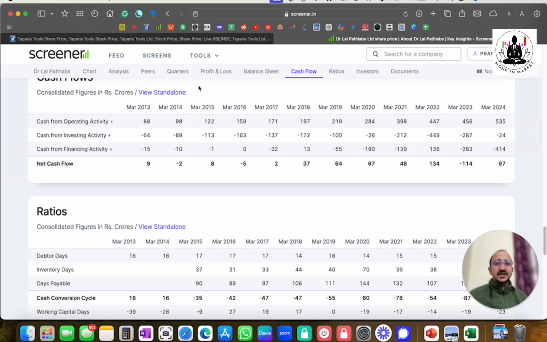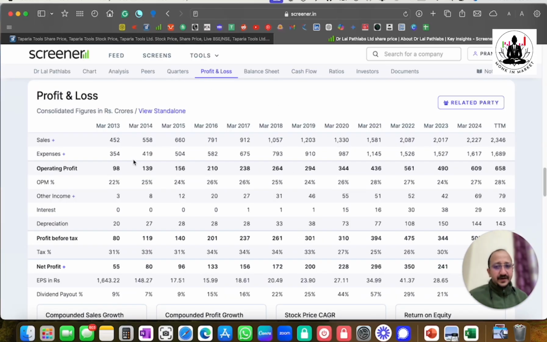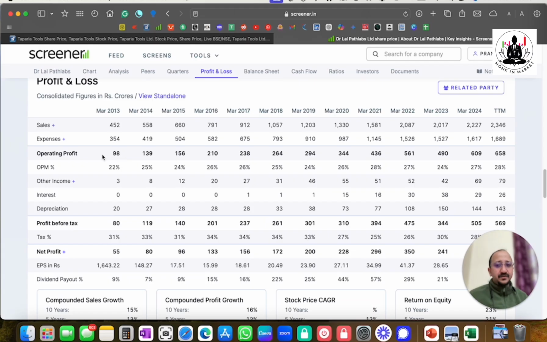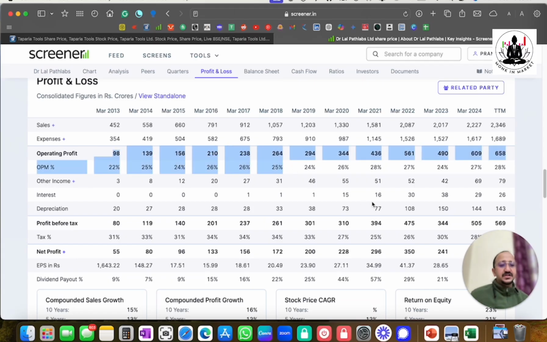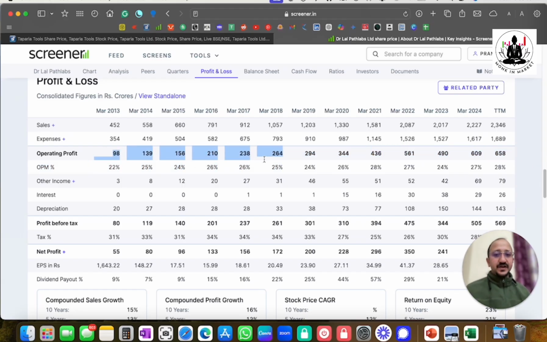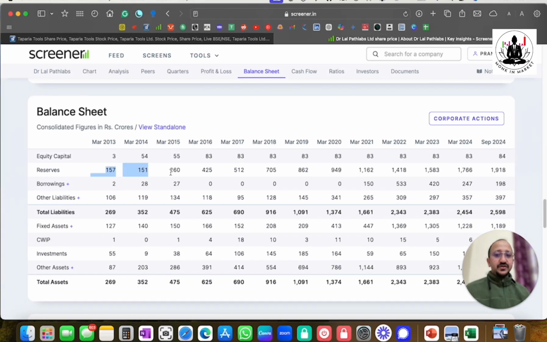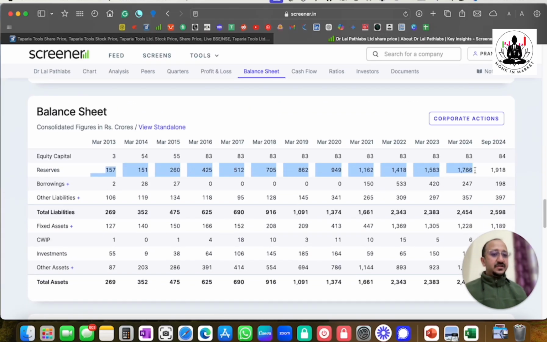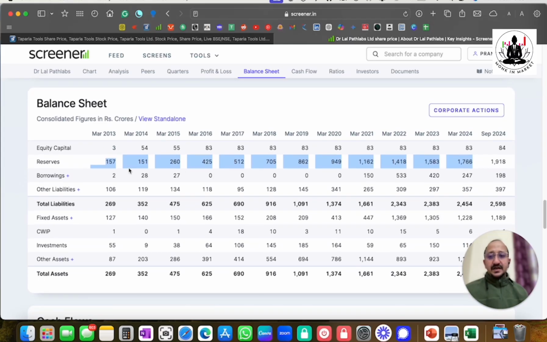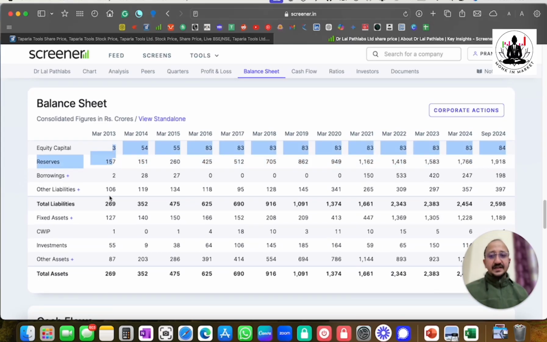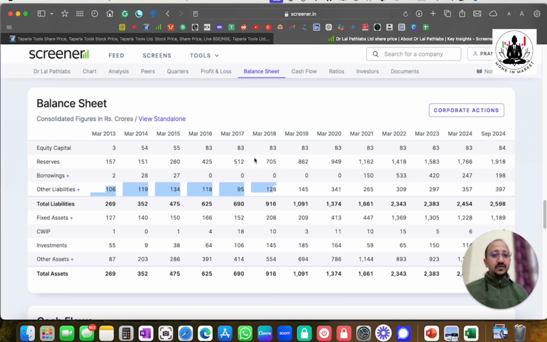So you have to see how the other financial statements look when we add the profit and loss statement with the balance sheets and the cash flow statements. It's a good sign. For example, the profits were increasing throughout, and operating profit margins were also good. If I scroll down, the reserves were also increasing throughout in the balance sheet, right? And equity was much higher than the other liabilities. See, equity is higher than the liability. So the debt to equity ratio is also quite managed, right?